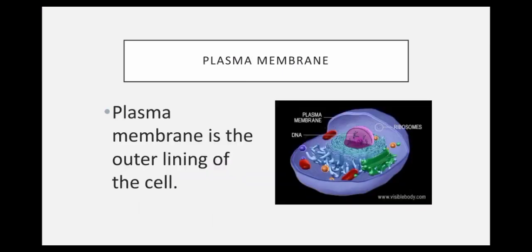Next, plasma membrane. Plasma membrane is the outer lining of the cell. It also separates the cell from its environment and allows materials to enter and leave the cell.